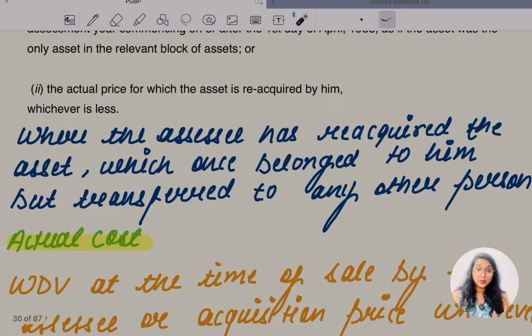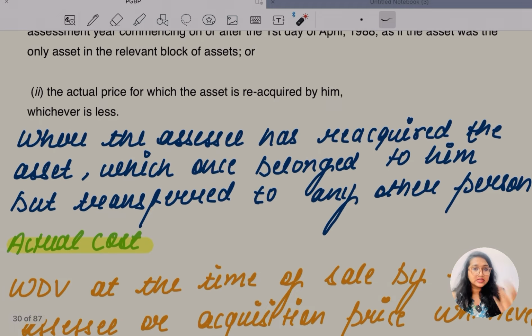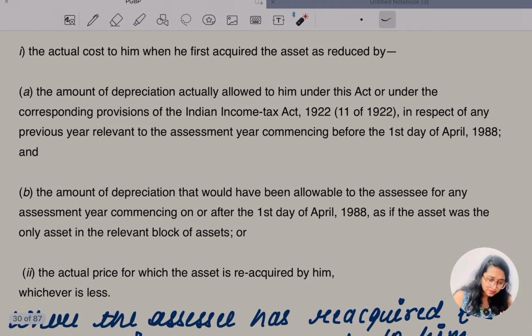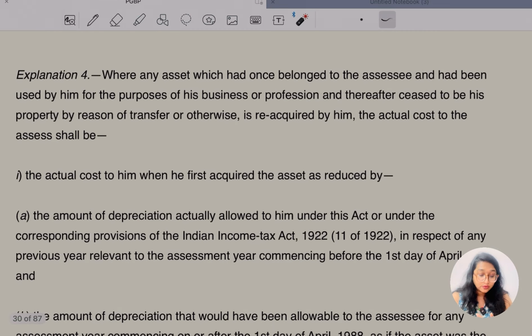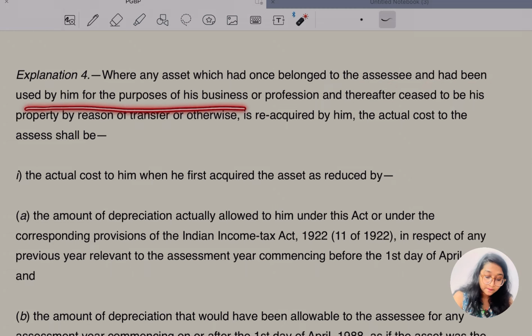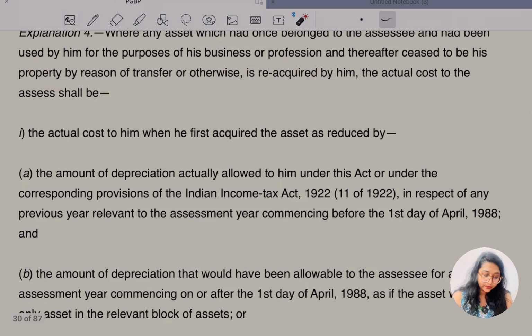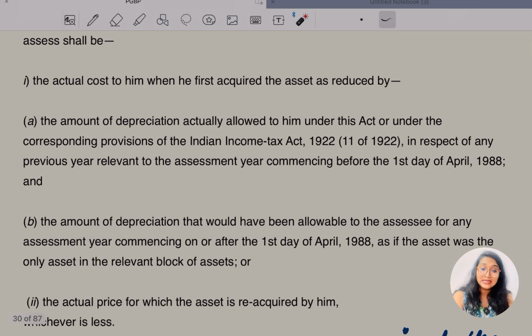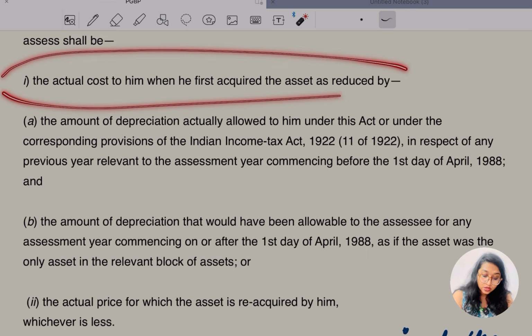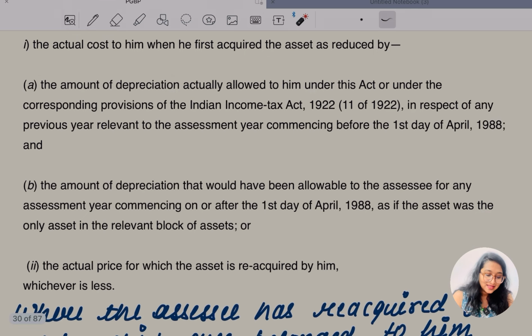Okay, in this case where the asset is reacquired after being sold, reacquisition happens. Explanation 4 says: where any asset which has once belonged to the assessee and had been used by him for the purpose of business or profession, and thereafter ceases to be his property by reason of transfer or otherwise, is reacquired by him, the actual cost shall be the actual cost to him when he acquired the asset, as reduced by what? The amount of depreciation actually allowed to him under this Act.